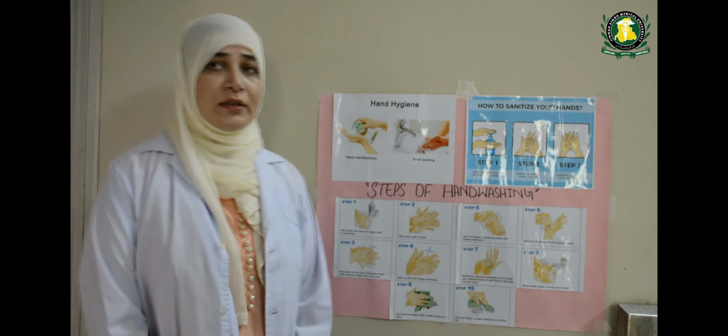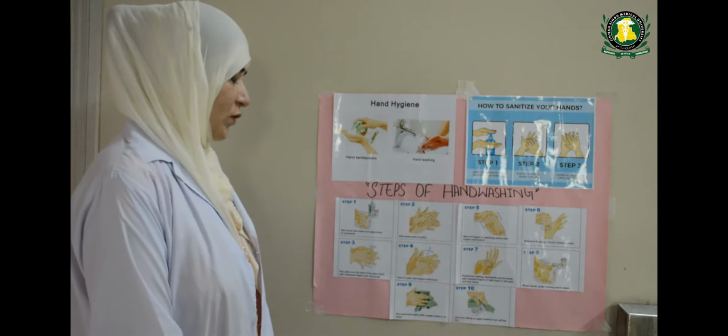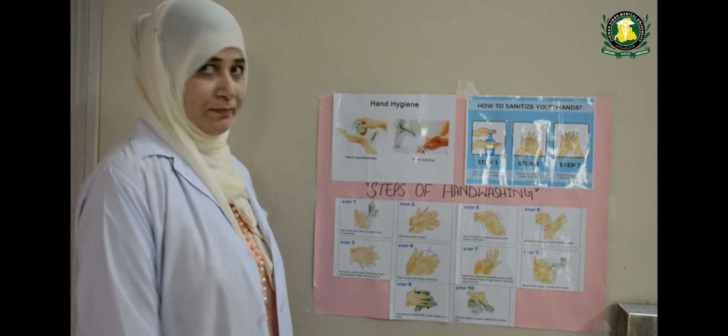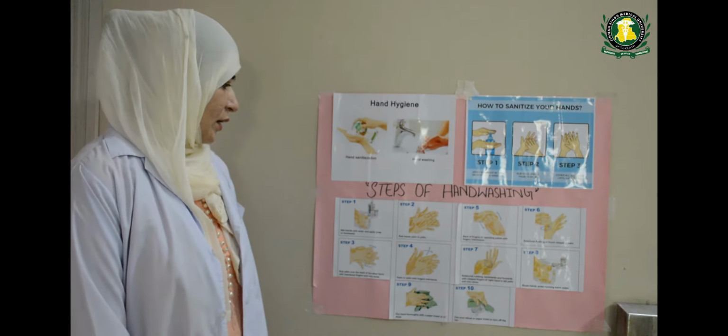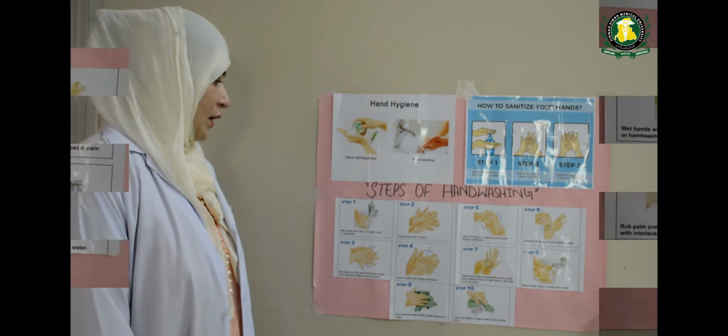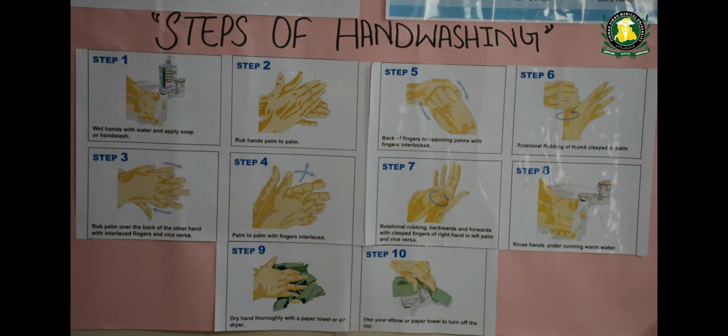So there are different steps for hand hygiene. First of all, steps of hand washing. Now we are going to discuss the steps of hand washing. There are 10 different steps of hand washing. Step 1 is wet hands with water and apply enough soap to cover all hand surfaces.